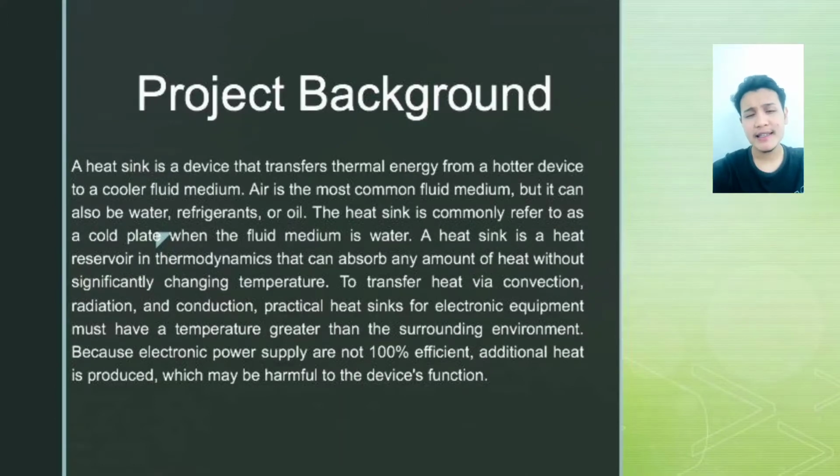A heat sink is a device that transfers thermal energy from a hotter device to a cooler fluid medium. Air is the most common fluid medium, but it can also be water, refrigerant, or oil. The heat sink is commonly referred to as a cold plate when the fluid medium is water. A heat sink is a heat reservoir in thermodynamics that can absorb any amount of heat without significantly changing temperature.